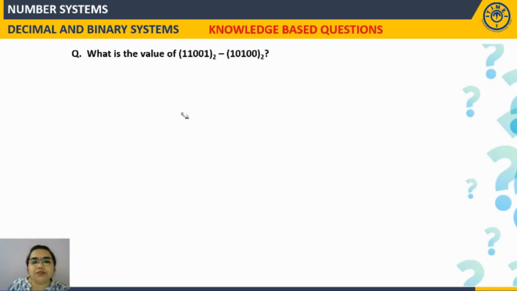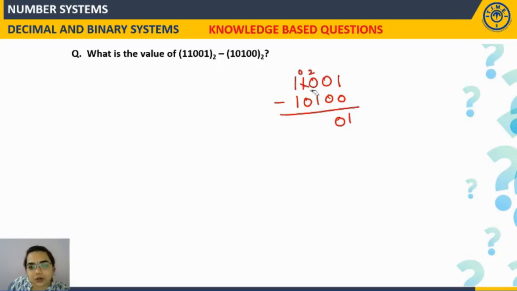What is the value of 11001 to the base 2 minus 10100? Okay, so let us write that down. 11001 minus 10100. Okay, 1 minus 0 is 1, 0 minus 0 is 0, 1 you cancel, so here you get 2, 2 minus 1 is 1, 0 and 0. So what are you getting? 101 to the base 2 is the answer. Is that clear to you?